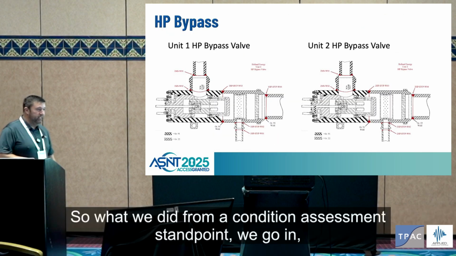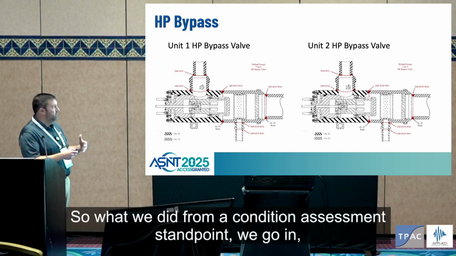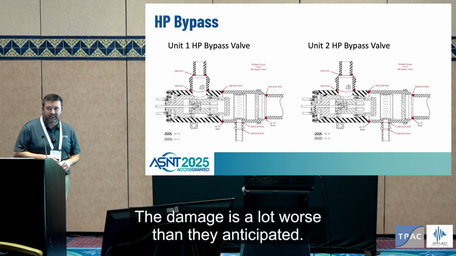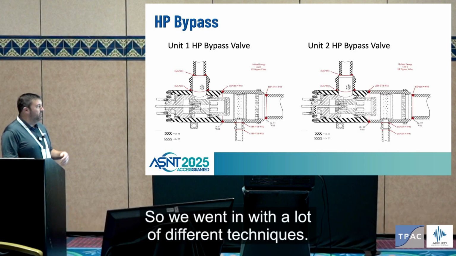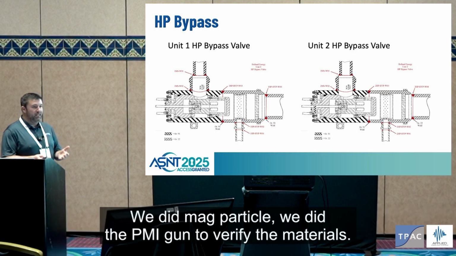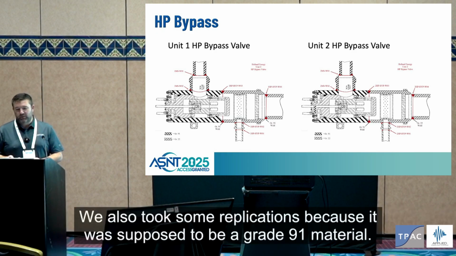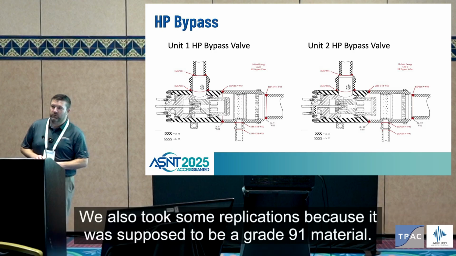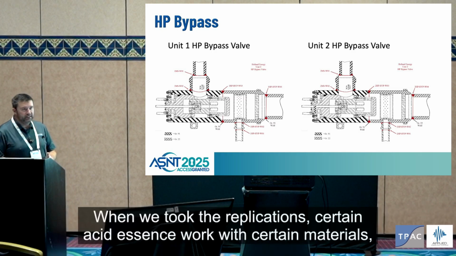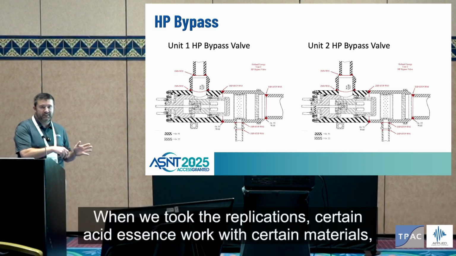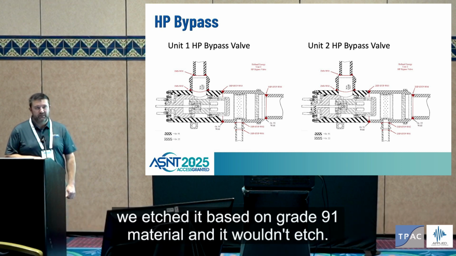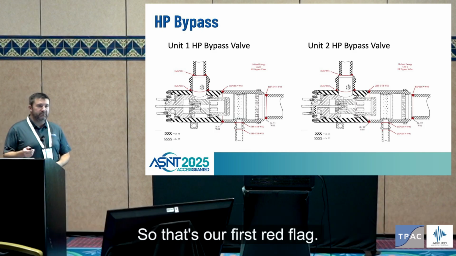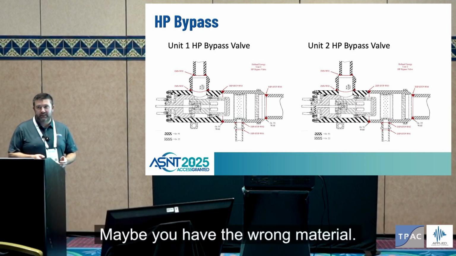So what we did from a condition assessment standpoint, we go in, we do the phased array inspection. The damage is a lot worse than they anticipated, so the question was why. So we went in with a lot of different techniques. We did mag particle, we did the PMI gun to verify the materials. We also took some replications because it was supposed to be a grade 91 material. When we took the replications, certain acid etchants work with certain materials. We etched it based on grade 91 material, and it wouldn't etch. So that's our first red flag. Maybe you have the wrong material.